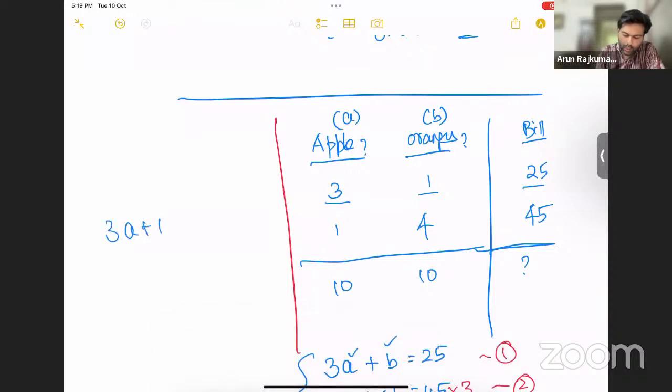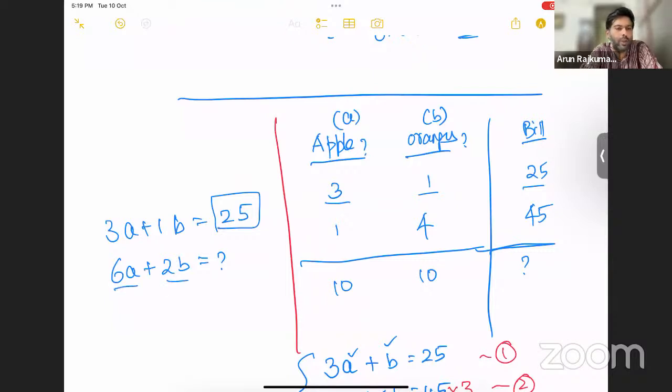So 3 apples plus 1 orange is 25 rupees. Now, even without knowing the apple price and orange price, if I asked you how much is 6 apples plus 2 oranges, what would be the answer? First day I got 3 apples and 1 orange, and I paid 25 rupees. If I have 6 apples and 2 oranges, how much will I pay? ₹50, right? So you have to double this.